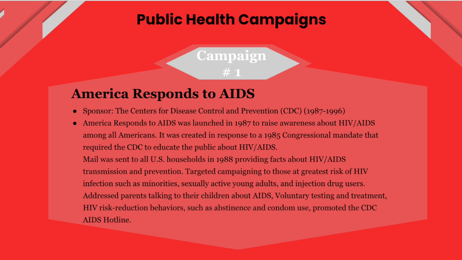Targeted campaigning to those at greatest risk of HIV infection was done, such as to minorities, sexually active young adults, and injection drug users. Parents were encouraged to talk to their children about AIDS. The campaign also stressed voluntary testing and treatment, and HIV risk reduction behaviors, such as abstinence and condom use. Lastly, the campaign promoted the use of the CDC AIDS hotline.